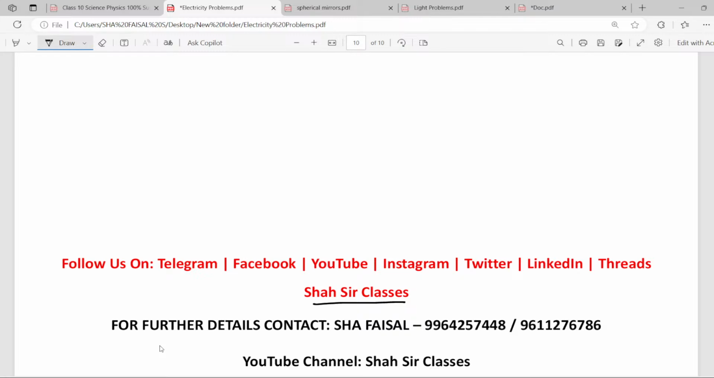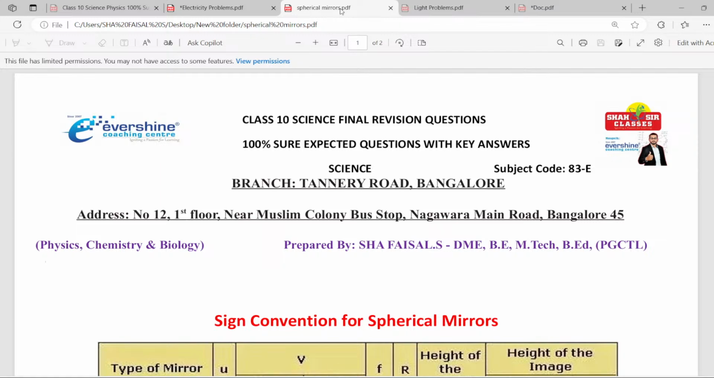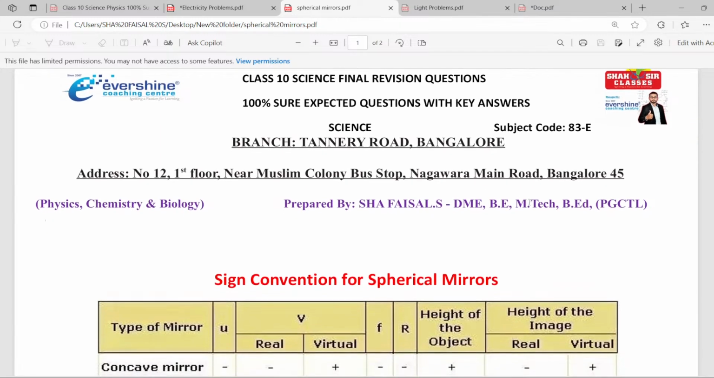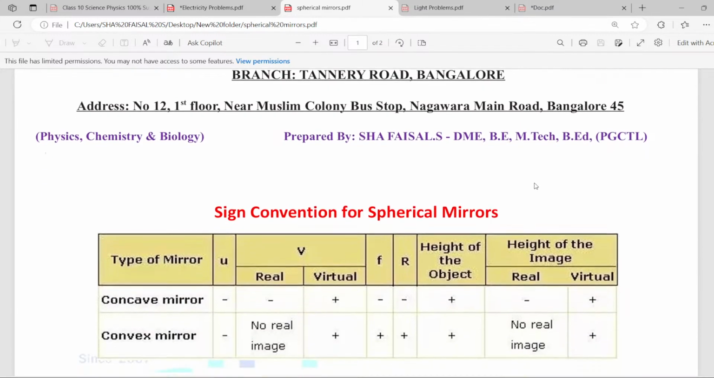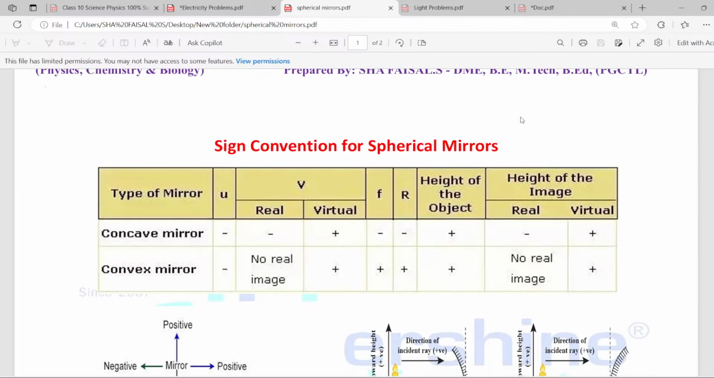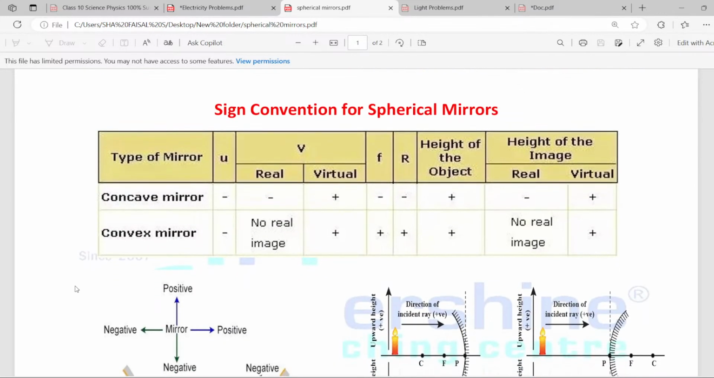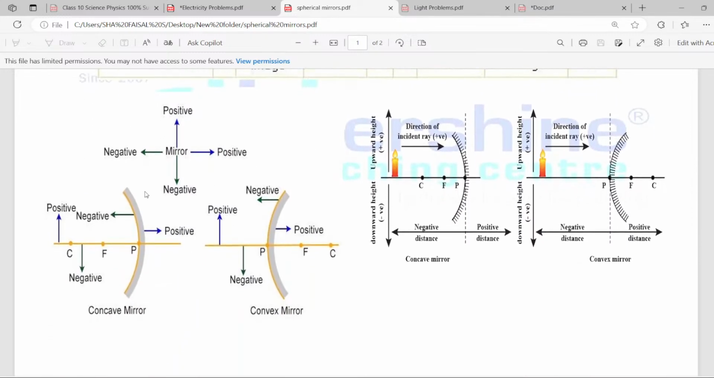Any doubt still here? Good. Now let me start the chapter Light, Reflection and Refraction. Observe, children. First we need to understand the sign convention. So what is sign convention? Please observe here. Can you see here on the screen?